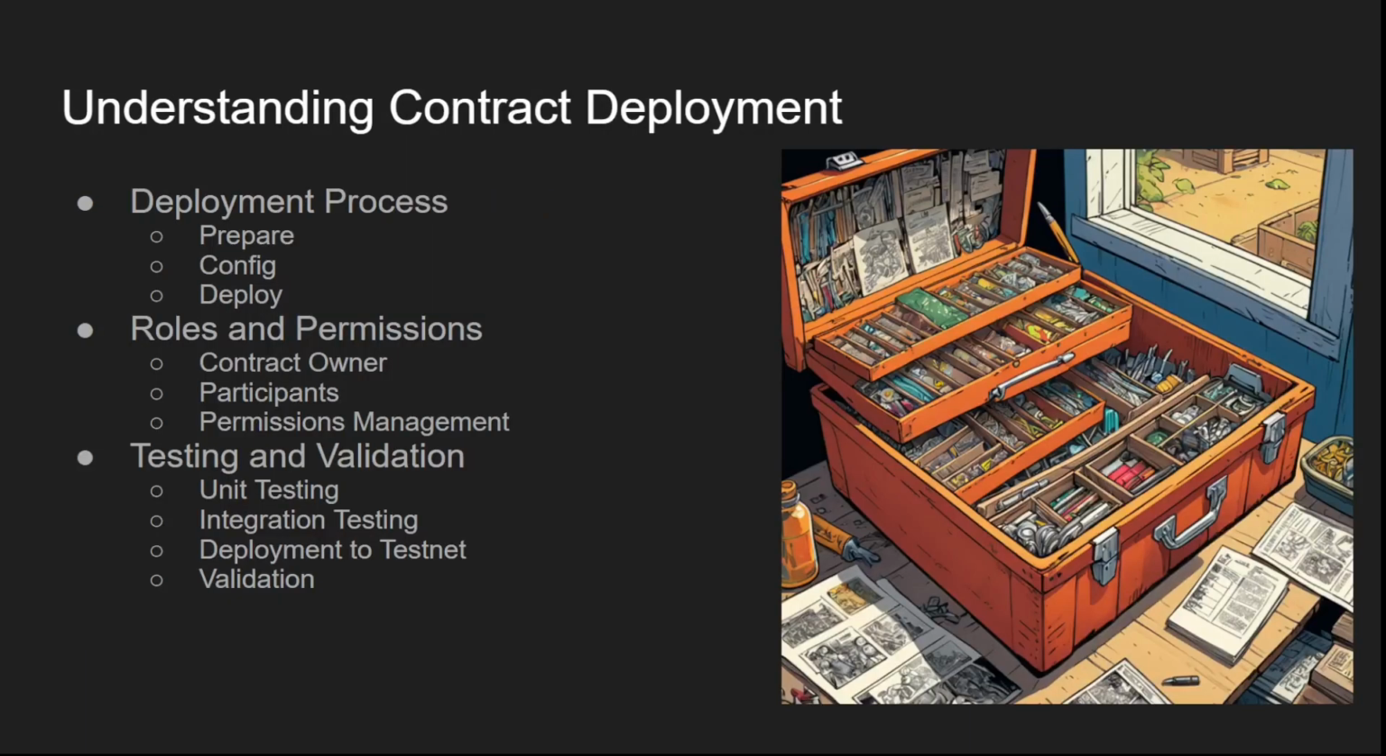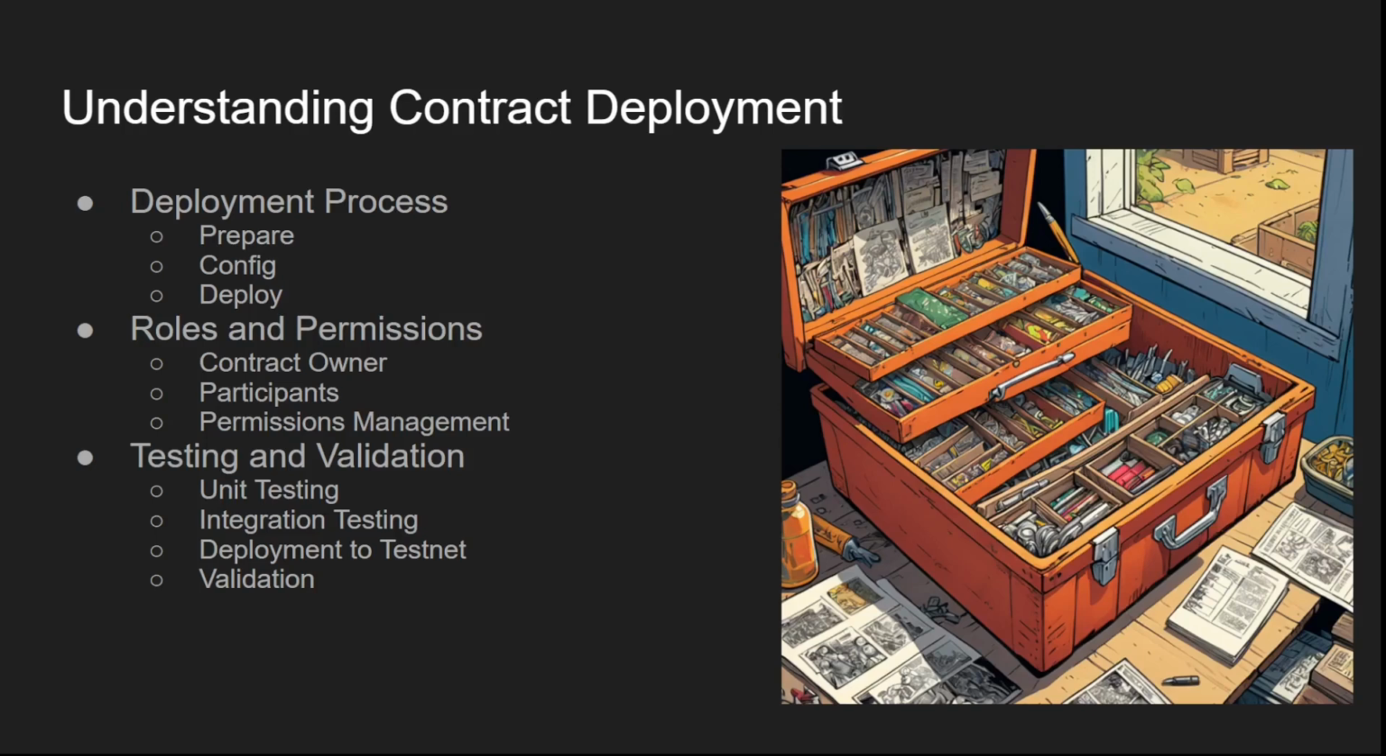Deploying a smart contract on the Agoric platform involves several steps and considerations. Let's break down the deployment process to understand what it entails and how to ensure a smooth deployment. The deployment process is a series of steps that take your smart contract code from development to a live environment on the Agoric platform. Here's an overview of the steps involved.